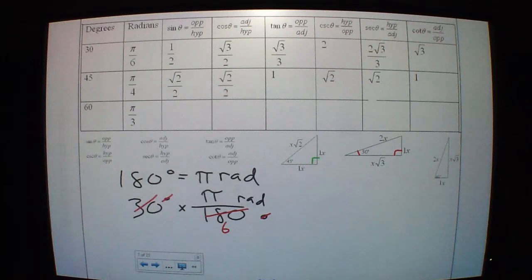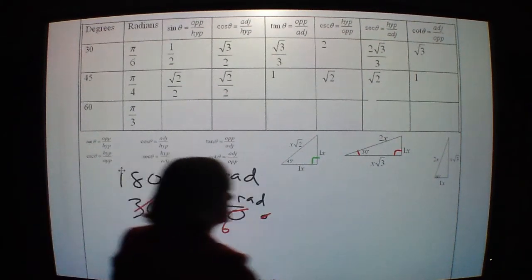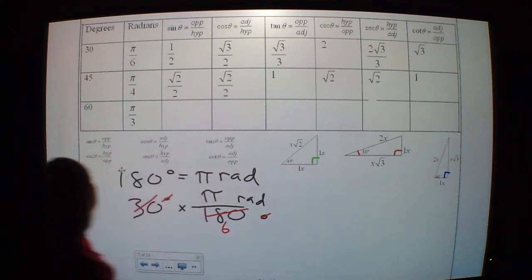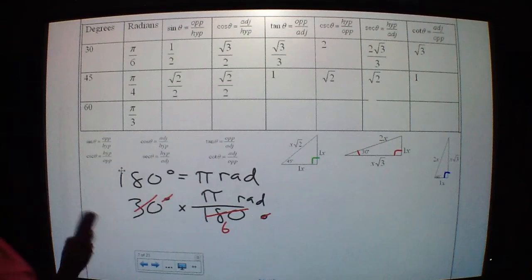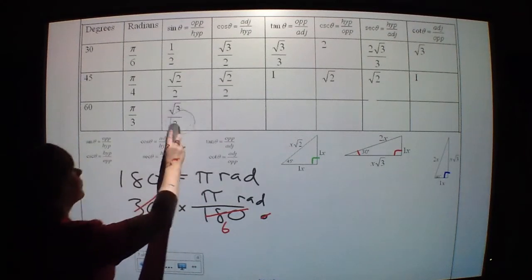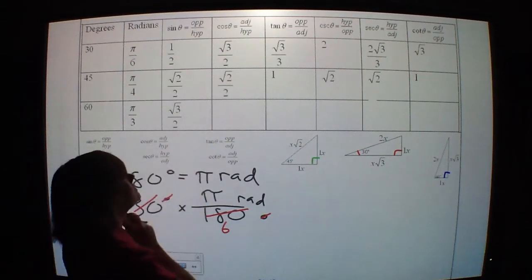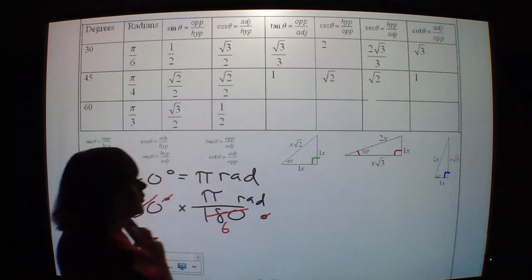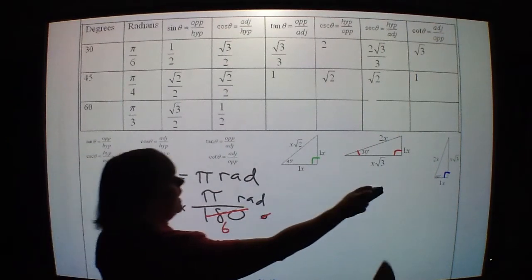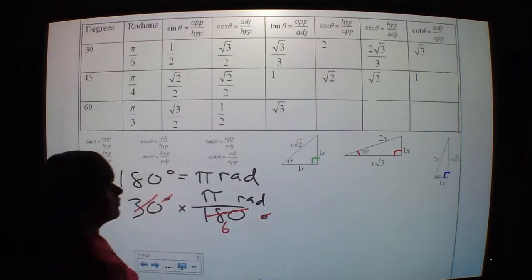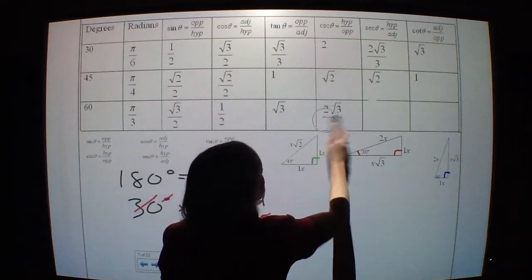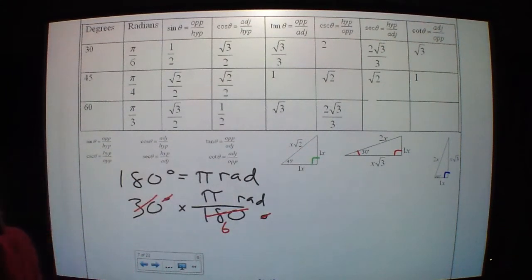And 60-degree triangle. Here's my 60-degree triangle. Here's my right angle, okay? Sine, opposite over hypotenuse is radical 3 over 2. Cosine is adjacent over hypotenuse, so that's 1 over 2. Tangent, opposite over adjacent, so that gives you radical 3. Cosecant is the reciprocal of sine, so it's 2 over radical 3, but when you rationalize the denominator, you get 2 radical 3 over 3.